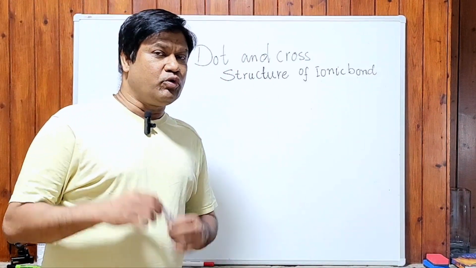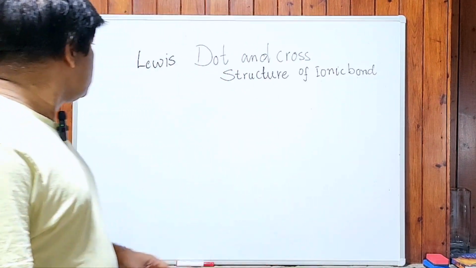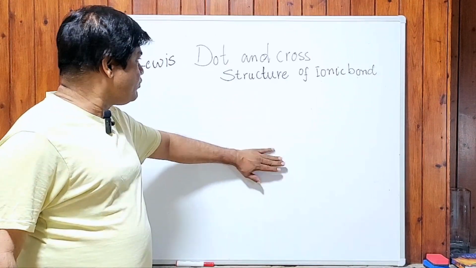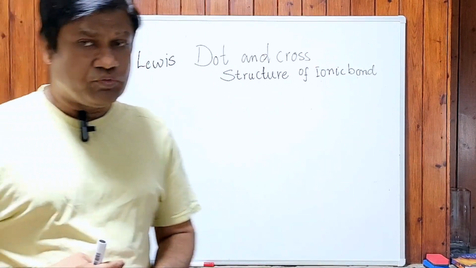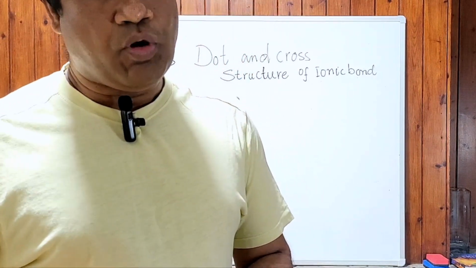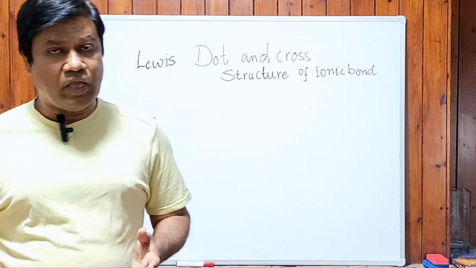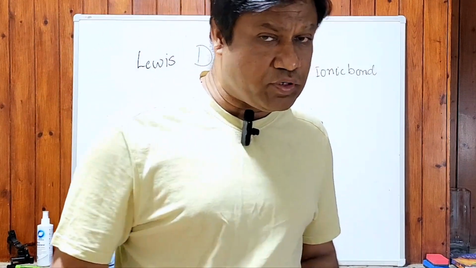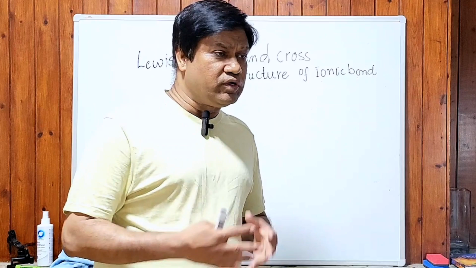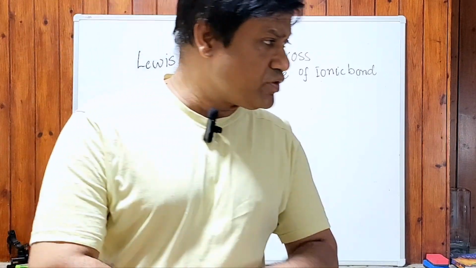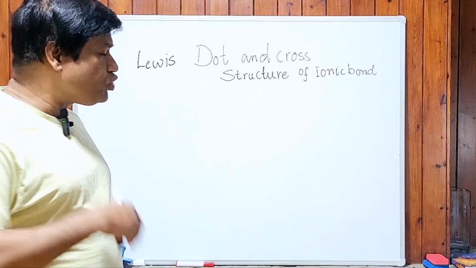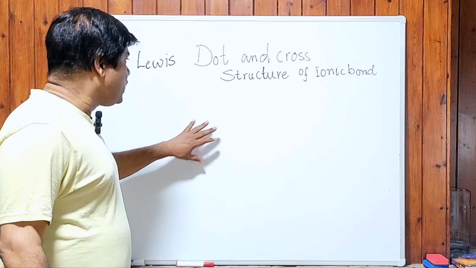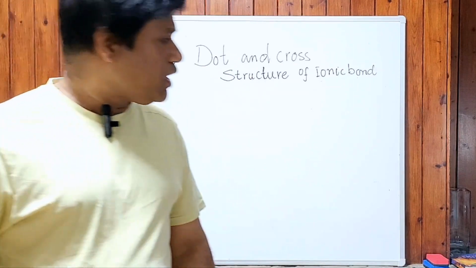Today I'm going to teach you Lewis dot and cross structure of ionic compound. Look at the board. In my previous video, I've already explained how an ionic compound is formed, how an ionic bond is formed, and the factors which favor the formation of an ionic compound. I showed you how to write the chemical formula of an ionic compound. Let's focus on dot and cross structure of an ionic compound.